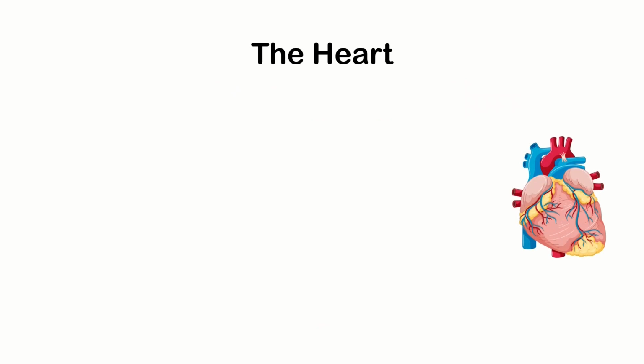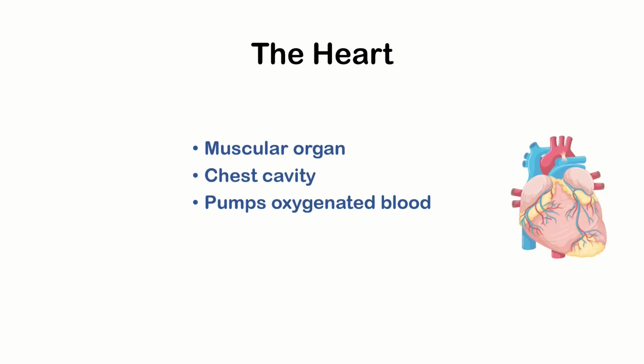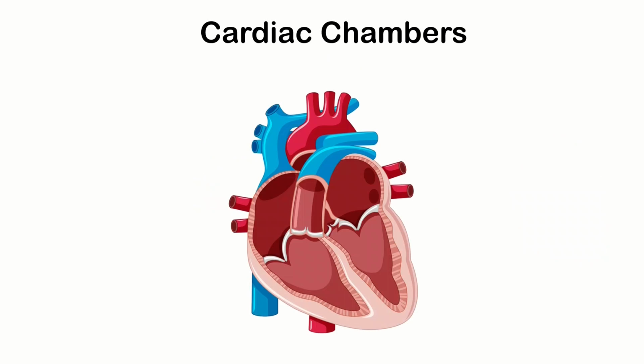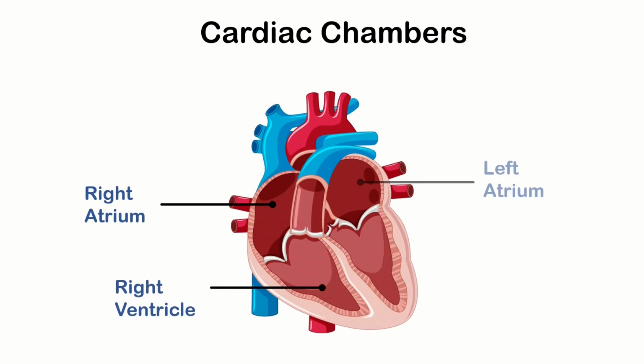So, what is the heart? Simply, it is a muscular organ located in the chest cavity, which pumps the oxygenated blood throughout the whole body. The heart is the organ that works constantly during the whole lifetime. The heart has four chambers, namely, the right atrium, right ventricle, left atrium, and left ventricle.